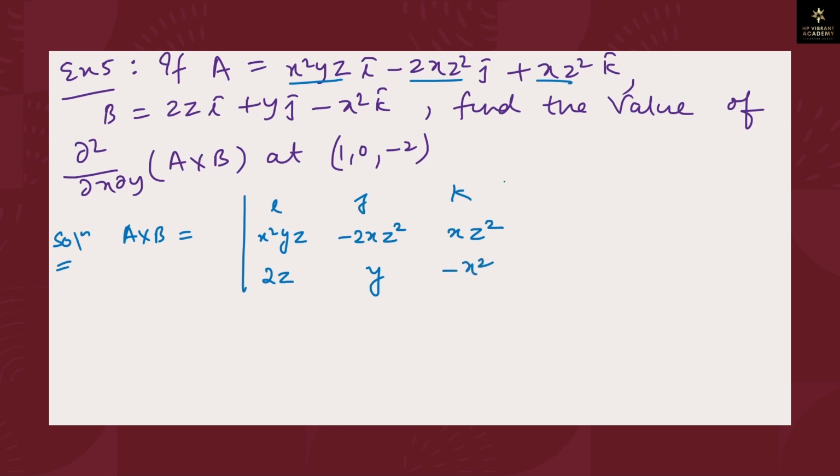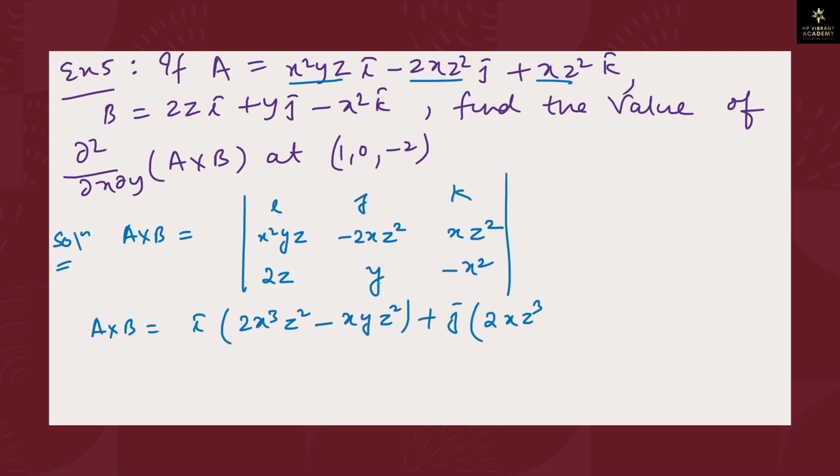And we have the value of b as 2z, y, and minus x square. So the value of a cross b is equal to i cap, this is 2x cube z square minus xy z square, plus j cap, this is 2xz cube minus, minus minus plus, so this is x4 yz, plus k cap, this is x square y square z plus 4xz cube. Okay, this is the value of a cross b.